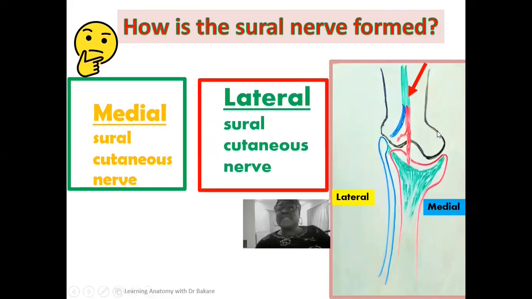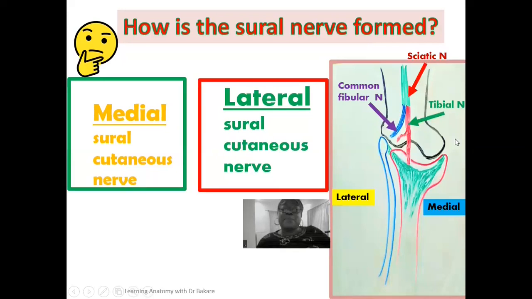And at this point, specifically at the upper border of the popliteal fossa, you see the sciatic nerve dividing into two nerves. You have the sciatic nerve dividing into the tibial nerve on the medial side, and of course, on the lateral side, you have the common fibular nerve. This common fibular nerve is also referred to as the peroneal nerve. So you have the sciatic nerve dividing into its two terminal branches, the tibial nerve on the medial side and the common fibular nerve on the lateral side.